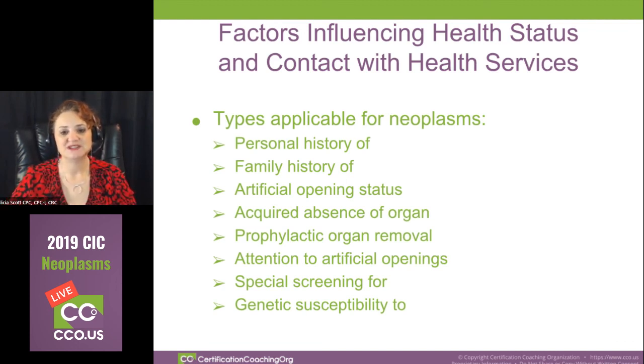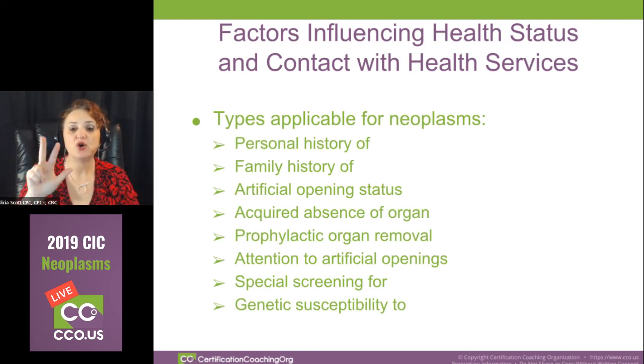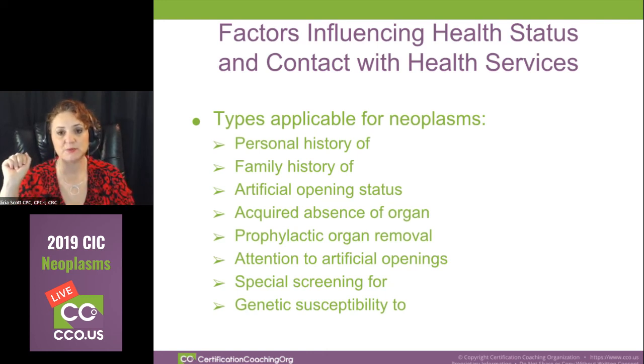What are the influencing factors that are going to give you a Z code? Personal history that we've already went over, family history that we've already went over. If there's an artificial opening, so a person has gastrointestinal cancer and they have a stoma placed, that's an artificial opening. What if we have esophageal and we had to put in a trachea? Prophylactic organ removal, we had bilateral mastectomies because they carried the Braxton gene.